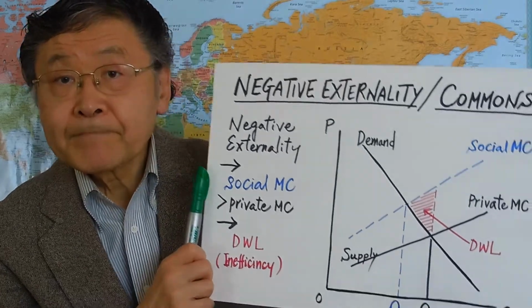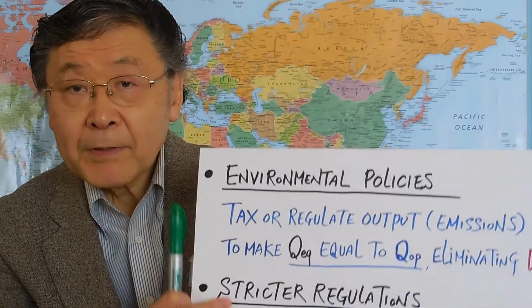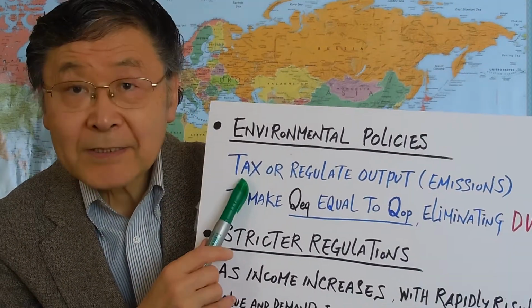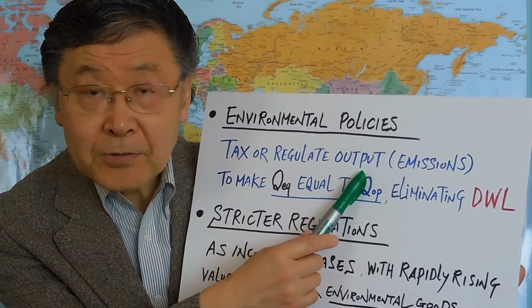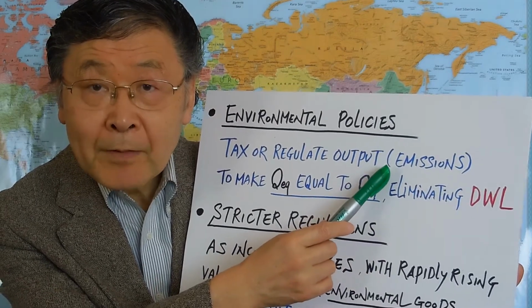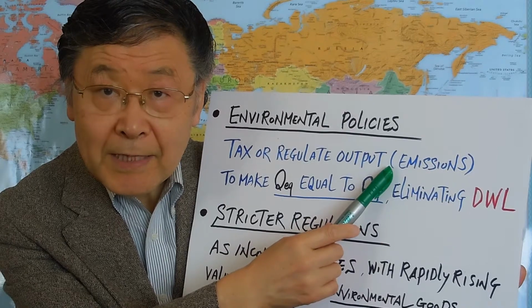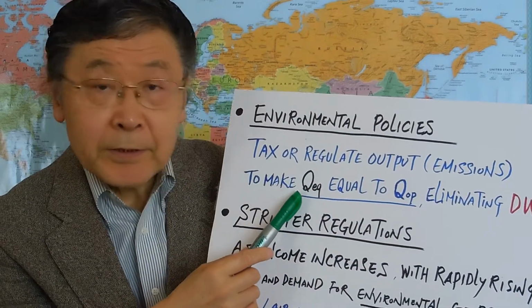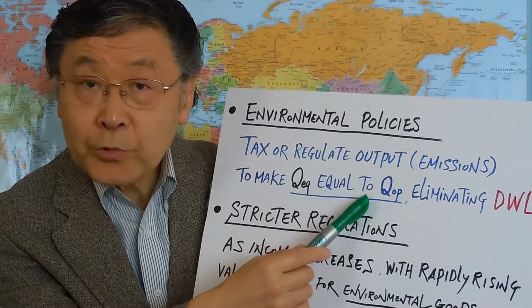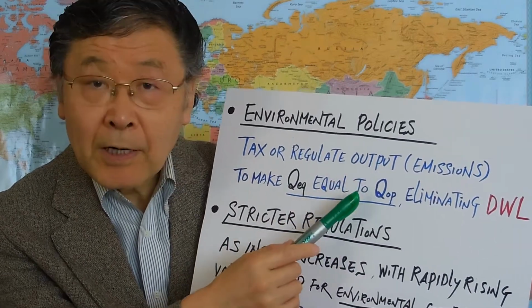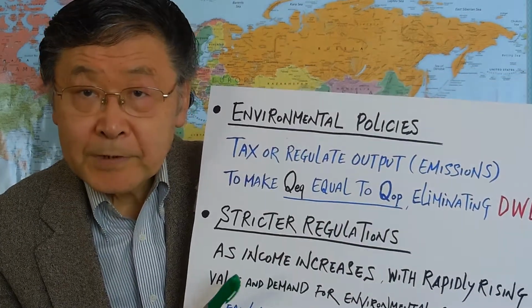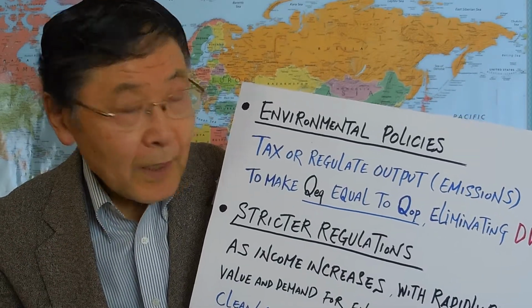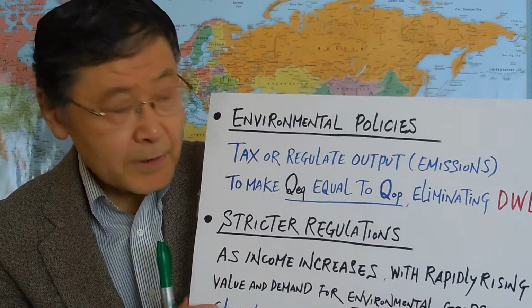Then what to do in this situation? We know that the so-called environmental policies include taxing or regulating economic activities like production, output, or the pollutants, the greenhouse gas emissions for example, to make the equilibrium output equal to the socially optimal output level, and thus eliminating deadweight loss to achieve efficiency. So this tax or regulation are the typical environmental policies.